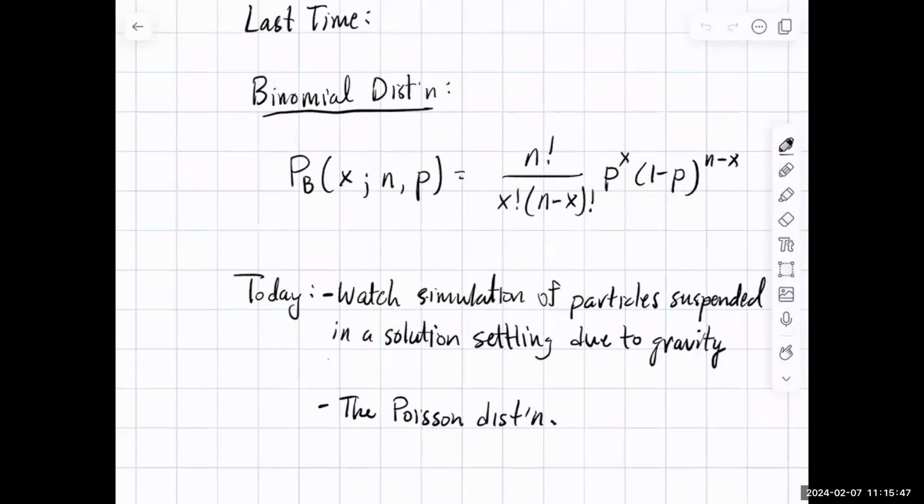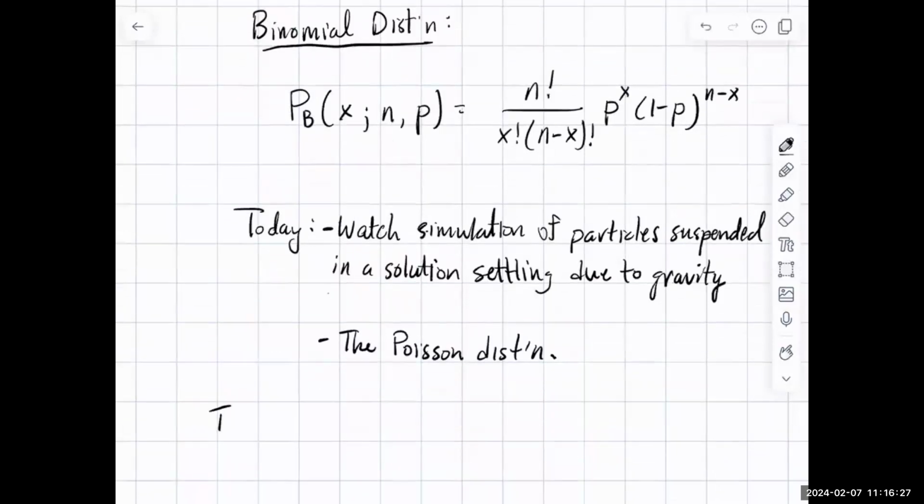We wrote it down. And what I want to do today is, we watched the simulation, and what we're going to try to do today is we're going to try to derive the Poisson distribution. And the way we're going to do it is we're going to start with the binomial distribution, and we're going to consider some special cases of the binomial distribution. And from there, we'll make our way towards this so-called Poisson distribution.